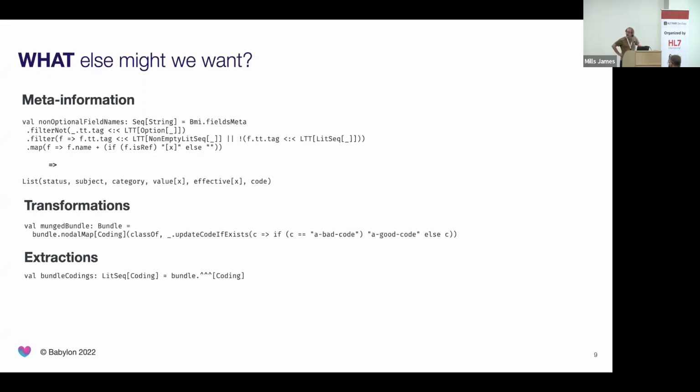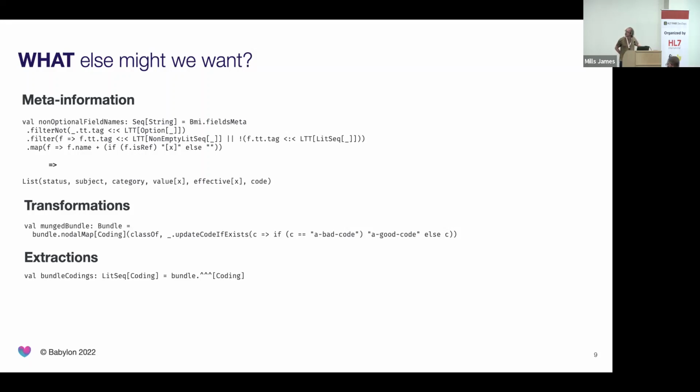So we thought, okay, what else might we want? Some sort of meta information so that we can reflect a little bit on the structure of FHIR from within the type system. So what we've got, it's not necessarily the prettiest thing in the world here, but say we wanted to get a list of non-optional field names. Then that's something that we can do by accessing the field metadata on the BMI companion object. Again, if you're not familiar with Scala, it is basically just the same thing as static fields on a Java class. Some sort of transformations.